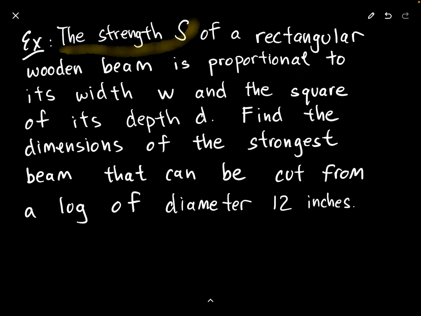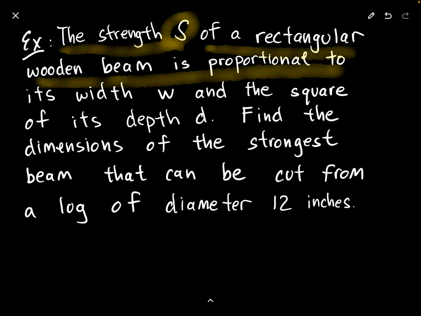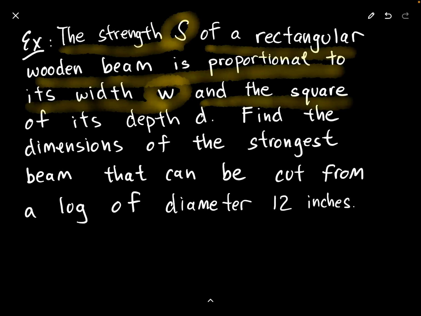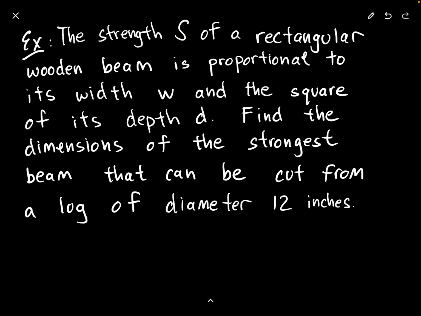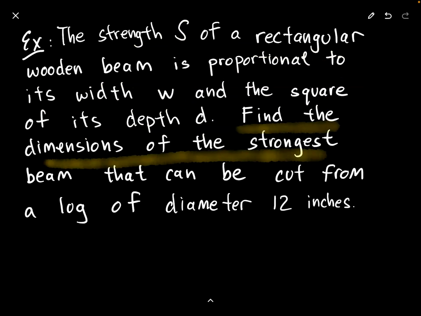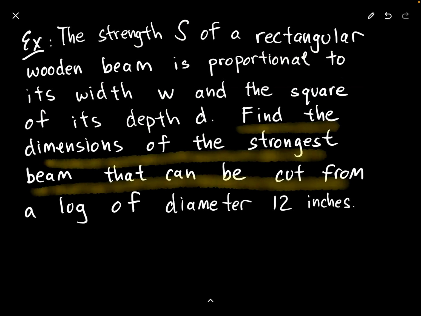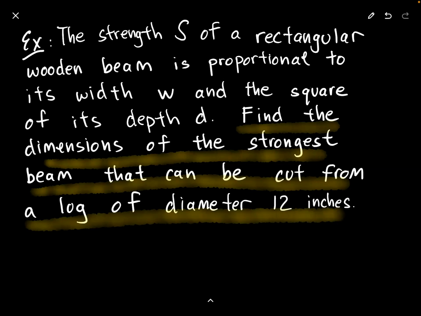The strength S of a rectangular wooden beam is proportional to its width W, and it's also proportional to the square of its depth D. Find the dimensions of the strongest beam that can be cut from a log of diameter 12 inches.